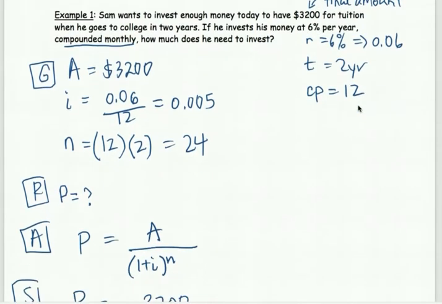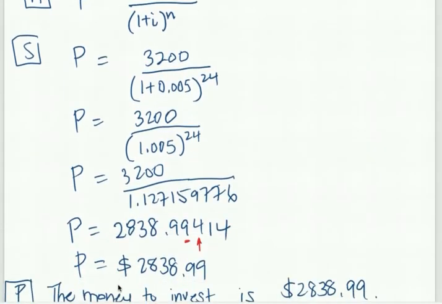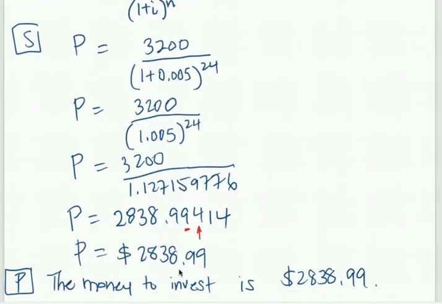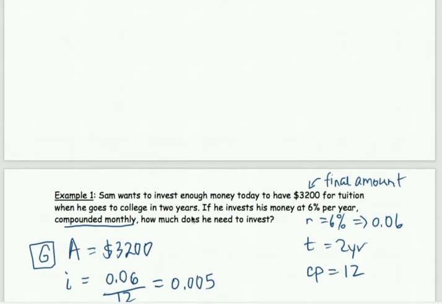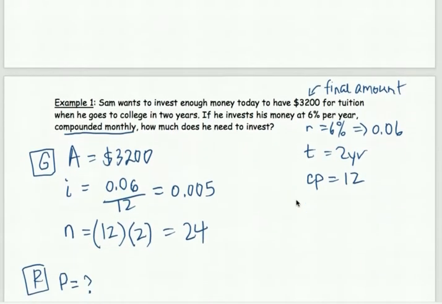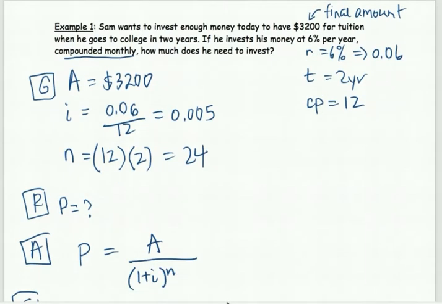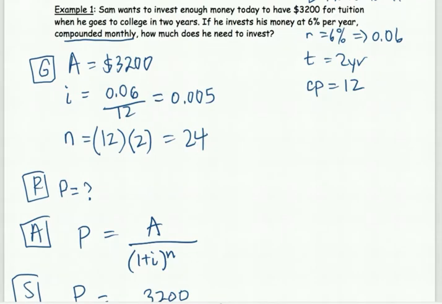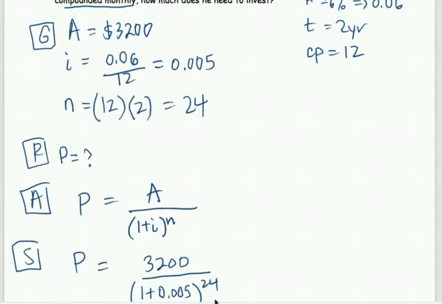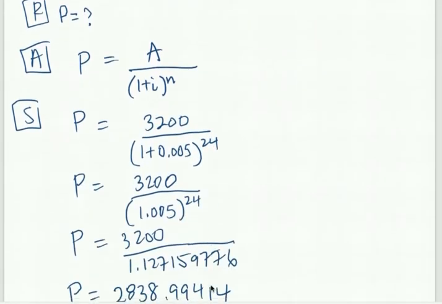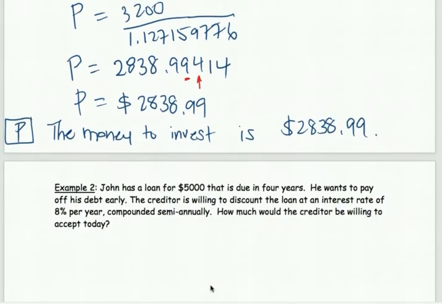So again, we are trying to save up $3,200 to pay for tuition. So if we put in $2,838.99 today, and then we leave it in there for 2 years, and the interest rate is 6% per year compounded monthly, then you'll end up with that much money in 2 years. So again, today it's about finding what you start with, given what you end up with. All right, we'll do one more here.